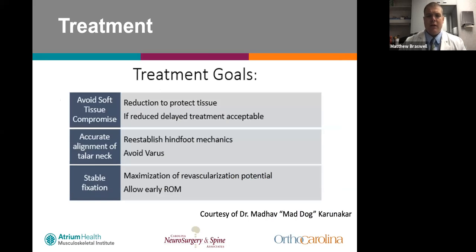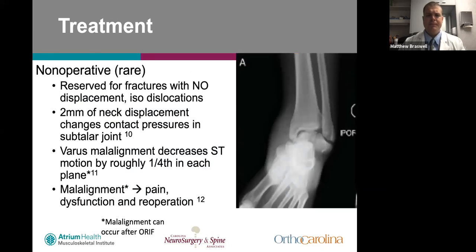Goals for treatment of this: it starts off with the soft tissues. We want to avoid soft tissue compromise, get these subluxations and dislocations reduced as soon as possible to protect the skin and the soft tissue structures. Once they're reduced, if the soft tissues are in bad shape, we are able to delay operative fixation. That's considered acceptable treatment, as soft tissues can drive outcomes. We want to restore our hindfoot mechanics and avoid varus, and then we want to get stable fixation to allow for revascularization if possible and to allow for early range of motion.